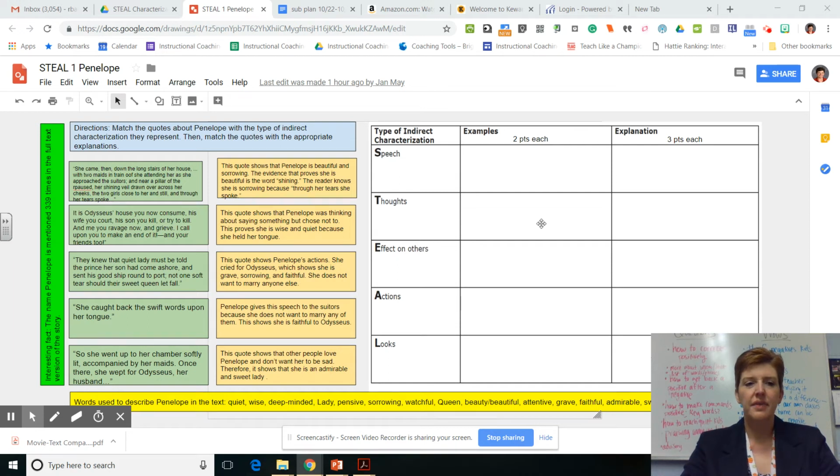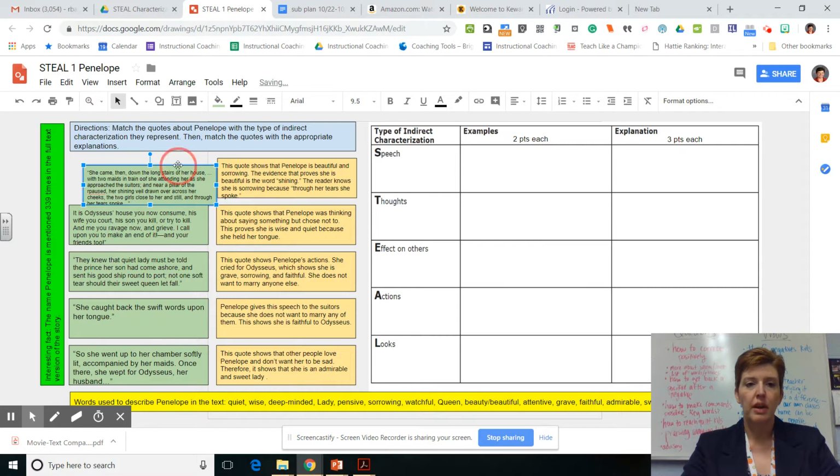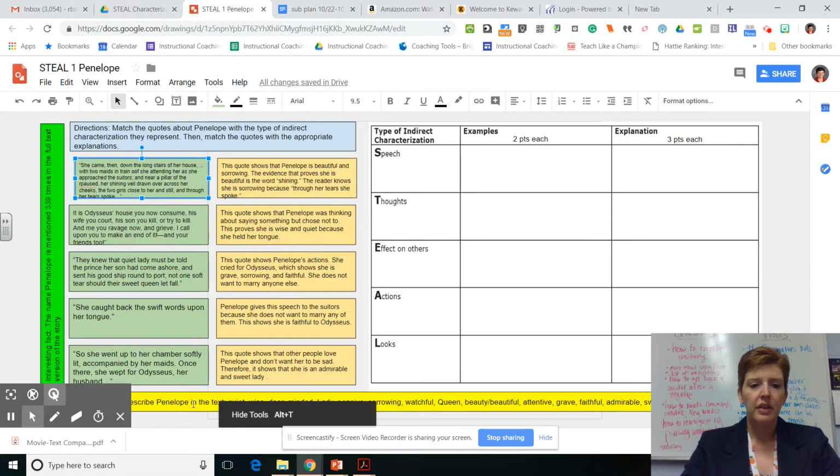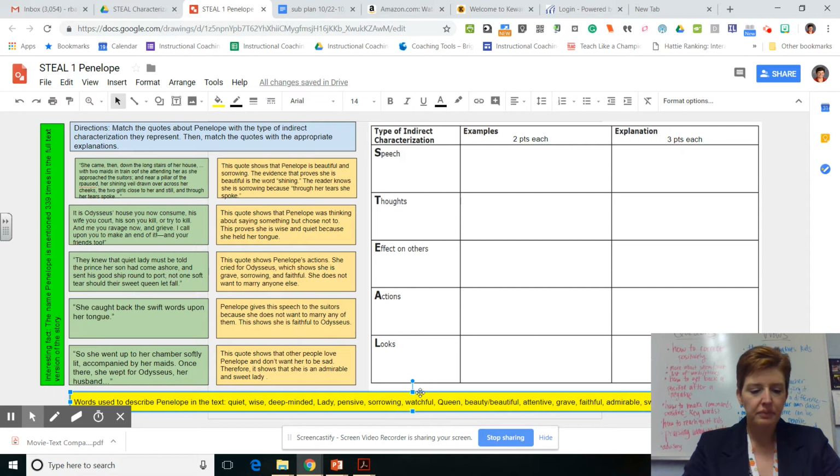Hi everybody, this video is to show you how to do a STEAL analysis if you were absent on Thursday in class. Okay, so the first thing that you need to do is understand what character you're trying to analyze. In this case, the example was Penelope. And then you need to look down in the yellow box at the bottom of the screen and find the character traits that describe that character.